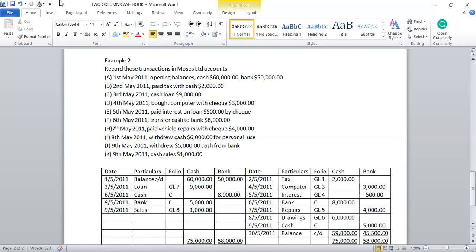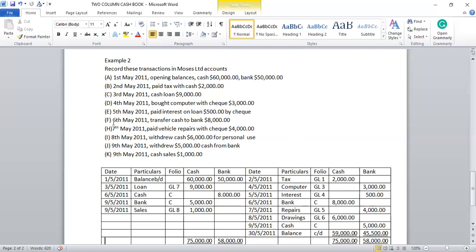The next one, E, 5th May 2011, paid interest on loan, $500 by check. So the bank account should be credited. So we come here, 5th May 2011, that's the date. The particulars is interest. That's where the corresponding entry can be found. Assume folio, general ledger page 4. And the amount the bank credited was $500.